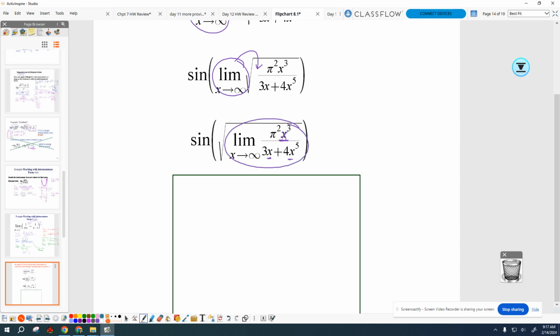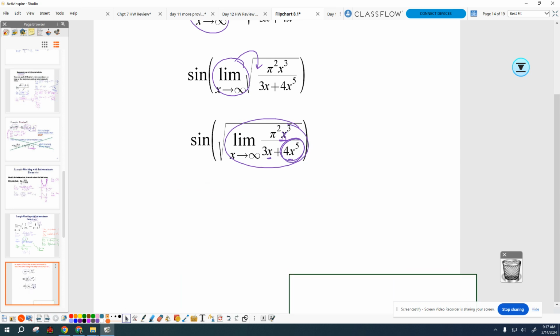From pre-cal, what is the horizontal asymptote? Is it top heavy, bottom heavy, or equal? This looks bottom heavy. So the sine of the square root of this whole thing comes out to be 0. Square root of 0 is 0. Sine of 0 is 0. So we can do this thing with limits.